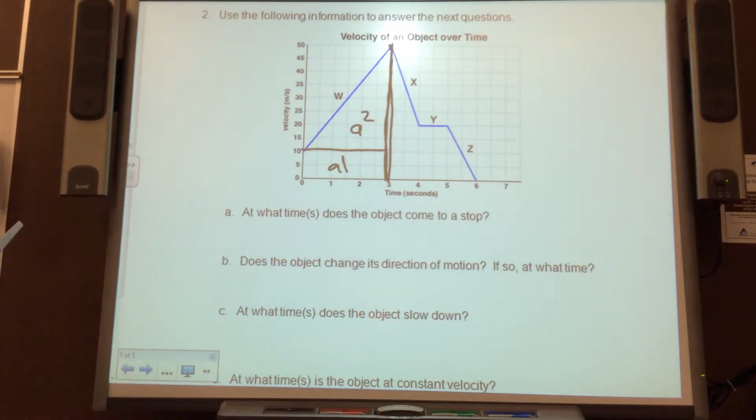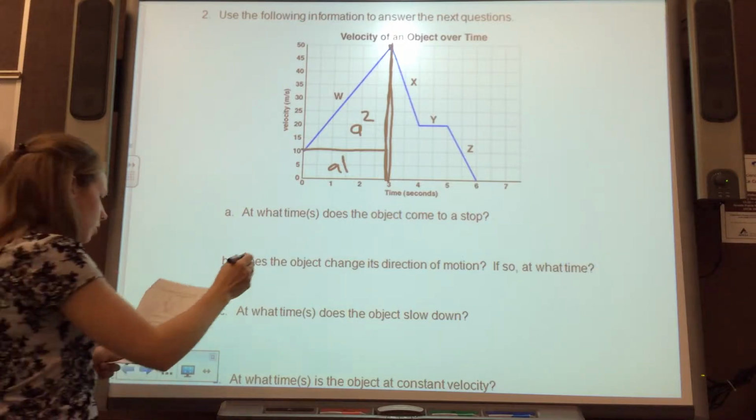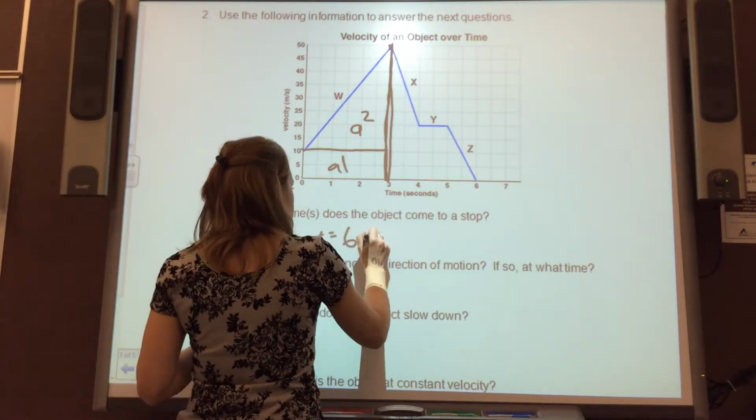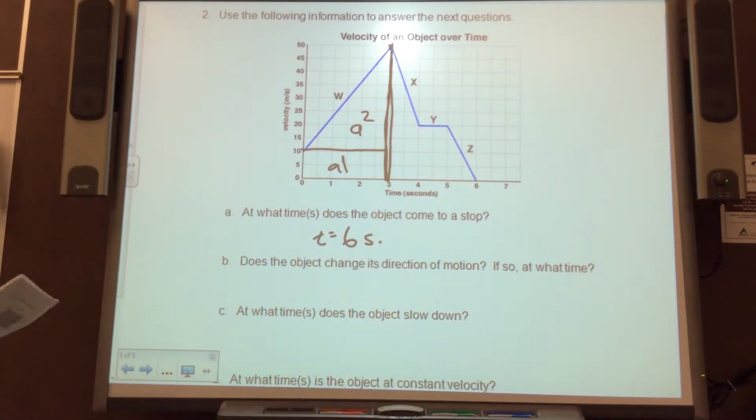Okay, so let's analyze this graph. At what time does the object come to a stop? So no movement. What velocity would that be? 0, at 6 seconds. So t is equal to 6 seconds. That's when our velocity is 0, because we're not moving.